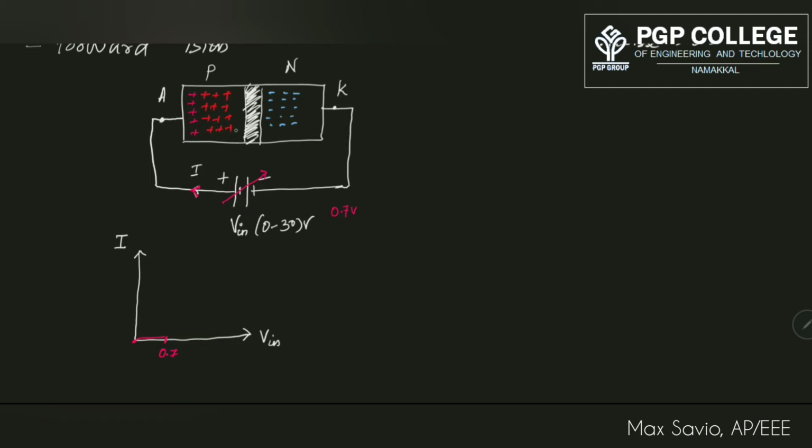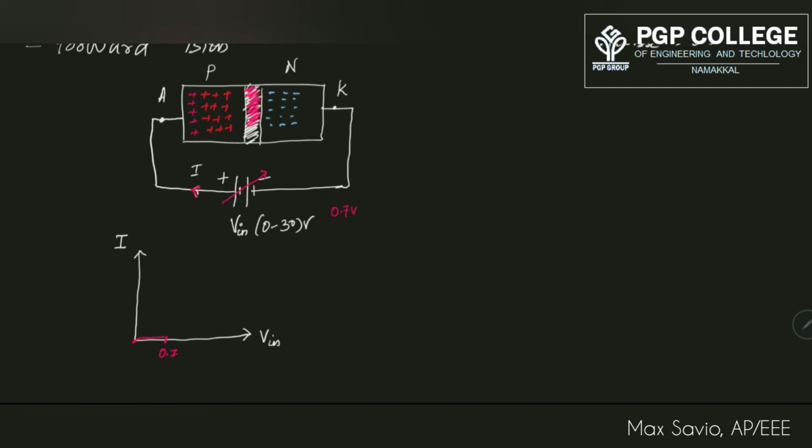Initially, before applying the voltage, the number of positive and negative charges in the p-type will be the same, and similarly in the n-type region the number of electrons and holes is the same. They are kind of neutral. There are no free electrons, because these free electrons have already diffused into this layer.